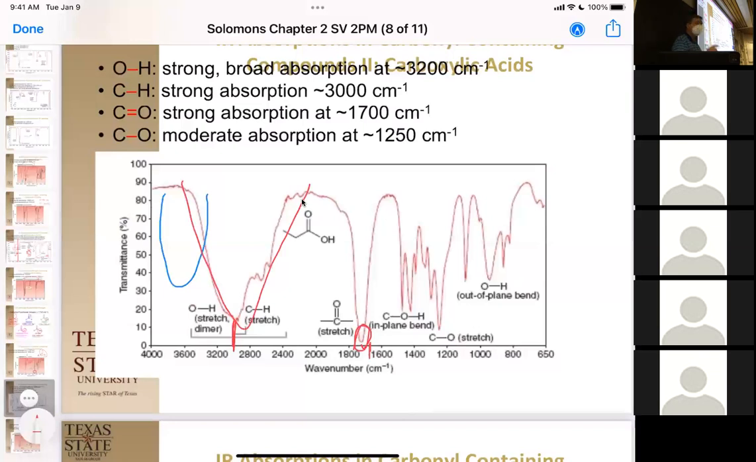Questions? There are no double bonds on this, so that's all we can see on this one. Everything else is below 1500.